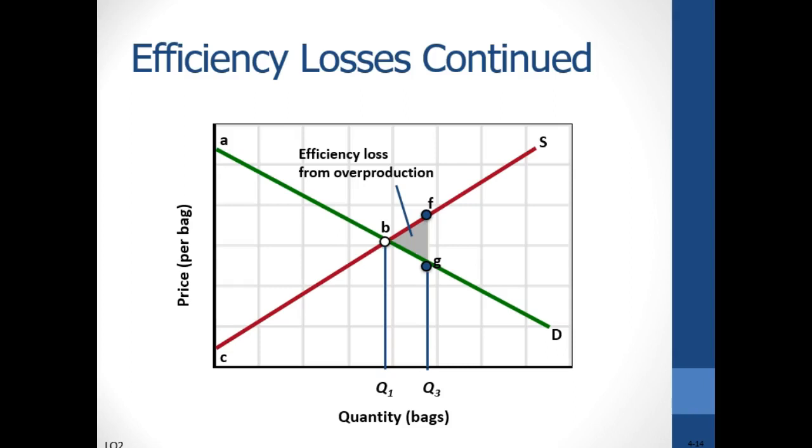Efficiency losses, or deadweight losses, and that's our key point from this presentation, are reductions of combined consumer surplus and producer surplus. Quantity levels that are either less than or greater than the efficient quantity level of Q1 create efficiency losses. So triangle BFG illustrates the efficiency loss associated with the overproduction at output level Q3.